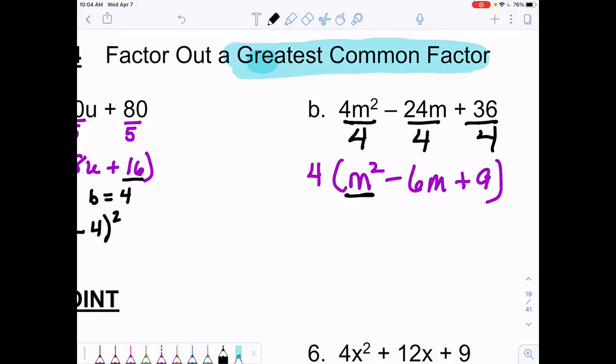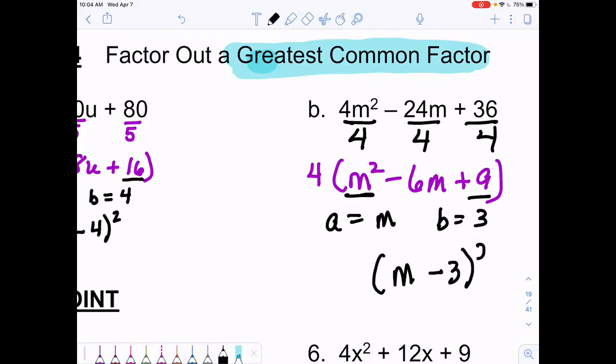So looking at m and 9, Jason, the A is m, and the B is 3, nice. m minus 3 squared, and then don't forget the 4, the GCF. So really quick factoring, super quick.